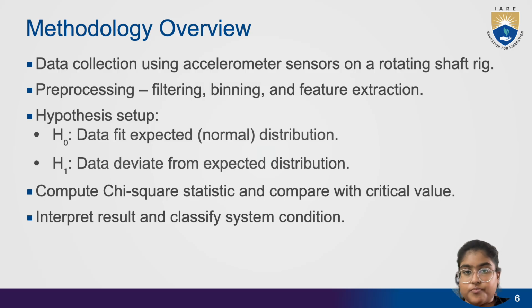Next, step 4. The chi-square statistic was computed and compared with a critical value at the 5%, or 0.05, significance level. And finally, step 5. Based on this comparison, we are able to determine whether the shaft was operating normally or if it shows signs of a fault.